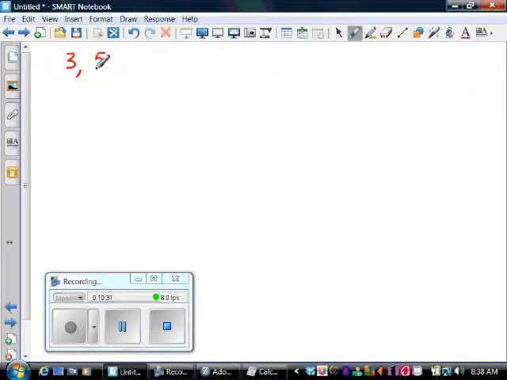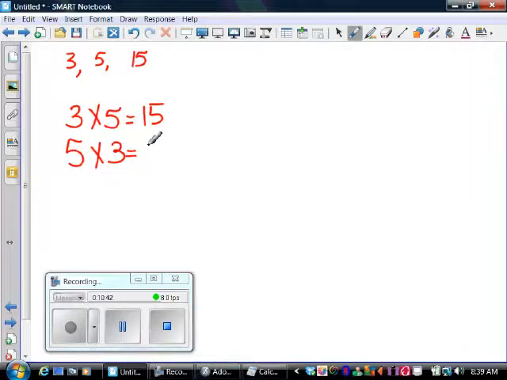I'm using 3, 5, and 15. So with my multiplication facts, I can start with 3 times 5 equals 15, or I can start with 5 times 3 equals 15, and that is called the commutative property of multiplication.